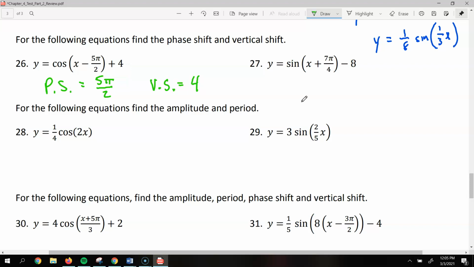All right, let's look at the next one. So again, for the phase shift, we do the opposite of what's happening here. So the opposite of 7 pi over 4 would be negative 7 pi over 4, or you could describe it in words saying it's going to the left 7 pi over 4 radians. And the minus 8 for the vertical shift just means that it's going down 8 units, or you could just say negative 8.